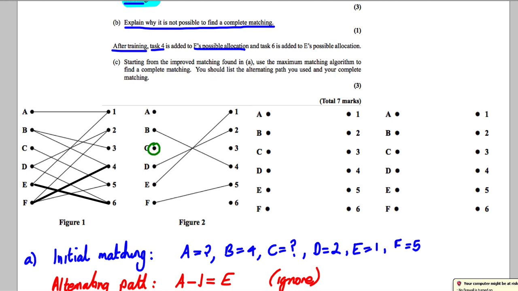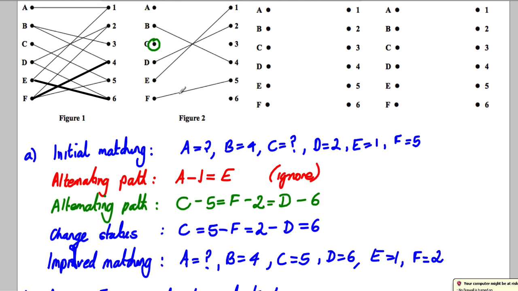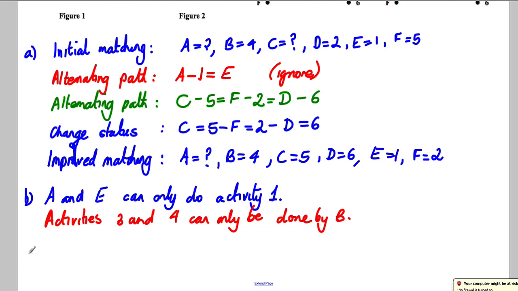And then it says, starting from the improved matching you found in part A, use the maximum matching algorithm to find a complete matching. You should list the alternating path and your complete matching at the end. So let's start off for part C with our initial matching. Always state this for the examiner. So we're going to state the improved matching that we obtained in part A.